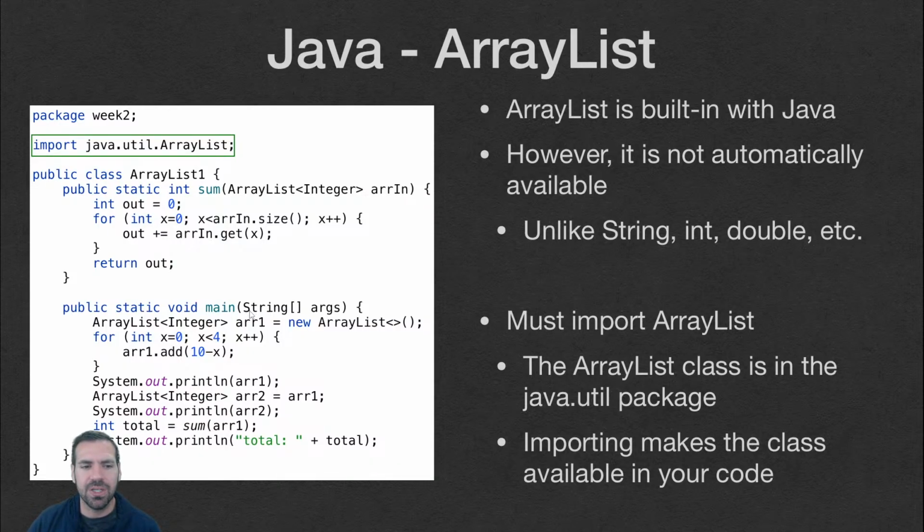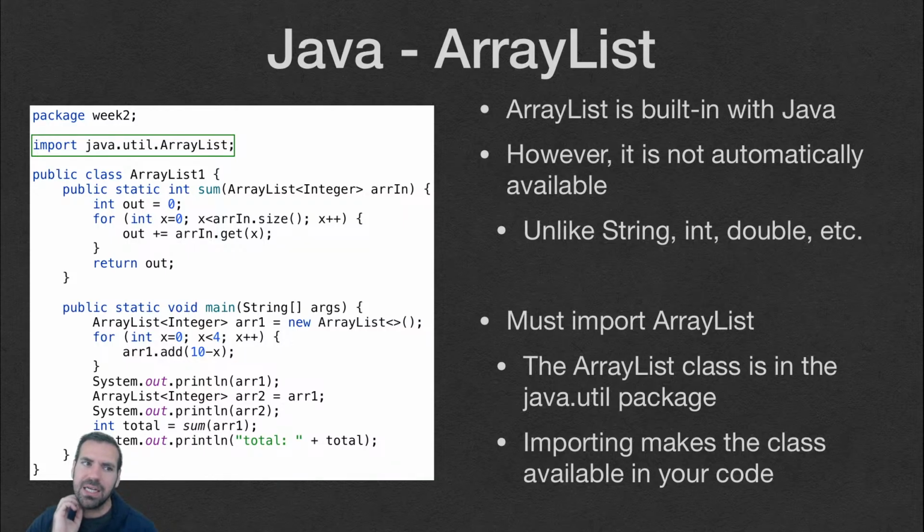For example, we've been using String and System all along. I didn't even really mention them because we don't have to do anything special with them. We can just use them. We can just use strings. We can just use System to access out, to call println. We can just do that. With ArrayList, we can't.